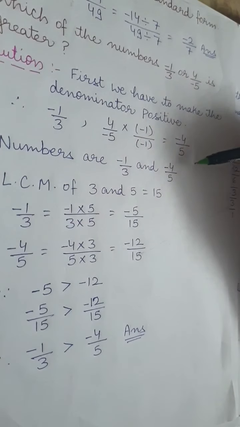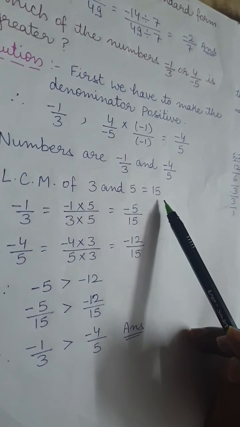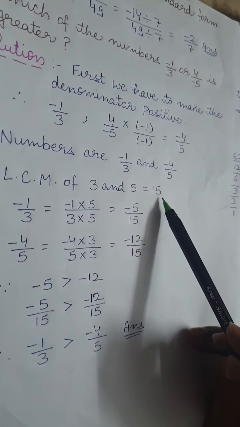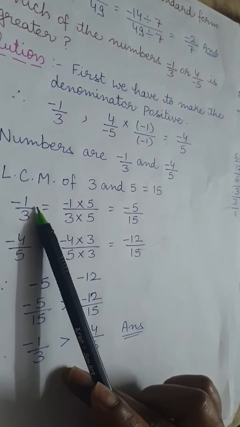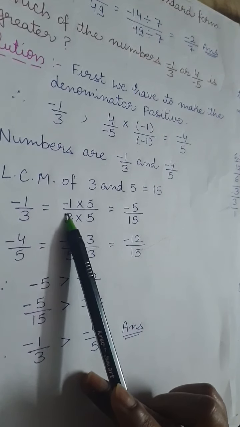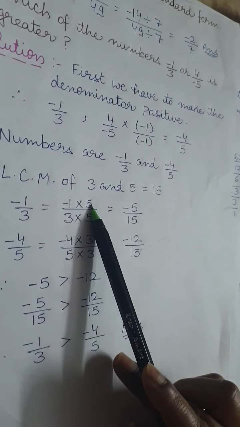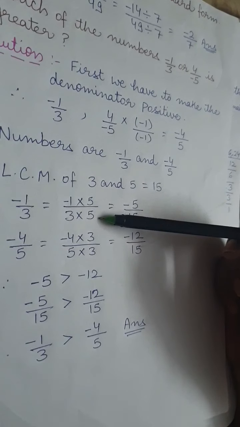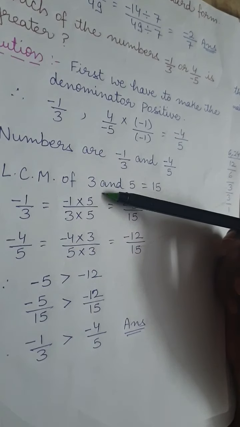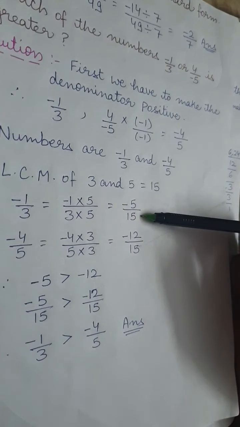ये दोनों 3 और 5, इन दोनों का denominators हमें कितना फॉर्म करना है, 15. What we have to do? We have to make the denominator same. So we are following the same method. Minus 1 upon 3 is equal to, we are multiplying denominator by 5, so the numerator must be multiplied by the same number. Denominator को हमने जिस नंबर से मल्टीप्लाई किया है, न्यूमरेटर को भी हम सेम नंबर से मल्टीप्लाई करेंगे. So what we get? We get minus 5 upon 15.